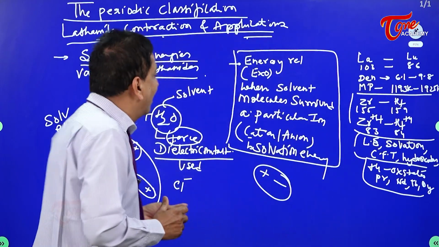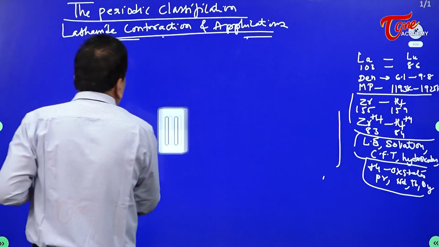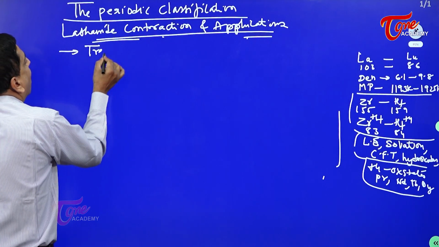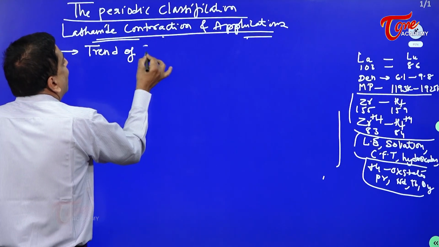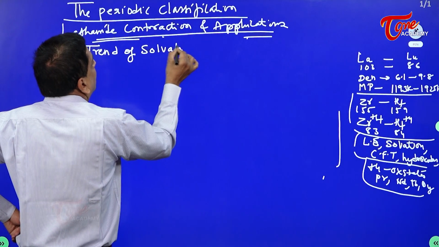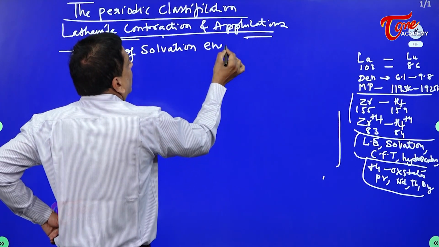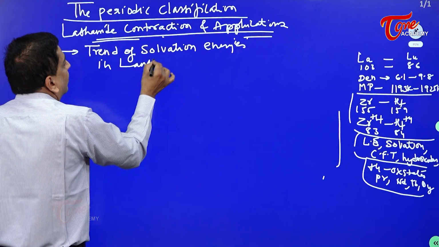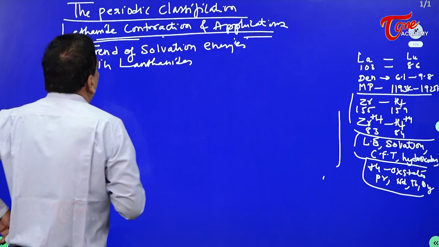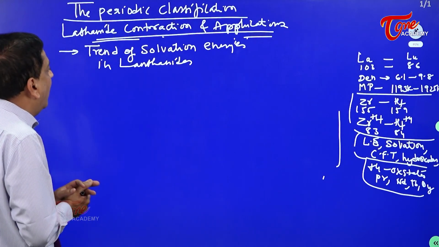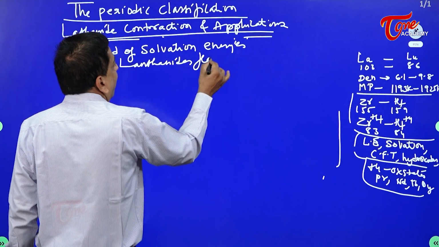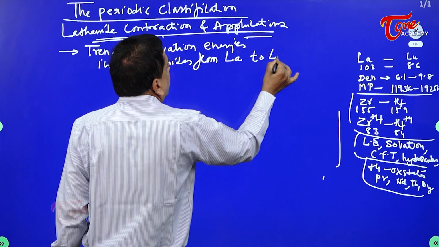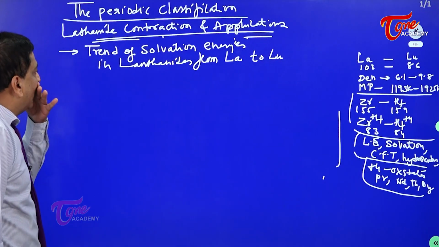Watch carefully. What are we writing? What is that we wanted? Trend of solvation energies in lanthanides. This trend of what? Solvation energies in lanthanides, from lanthanum to lutetium. He wanted to know the trends.